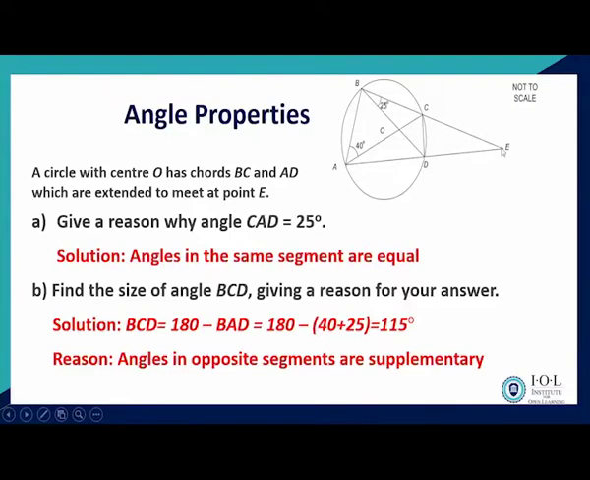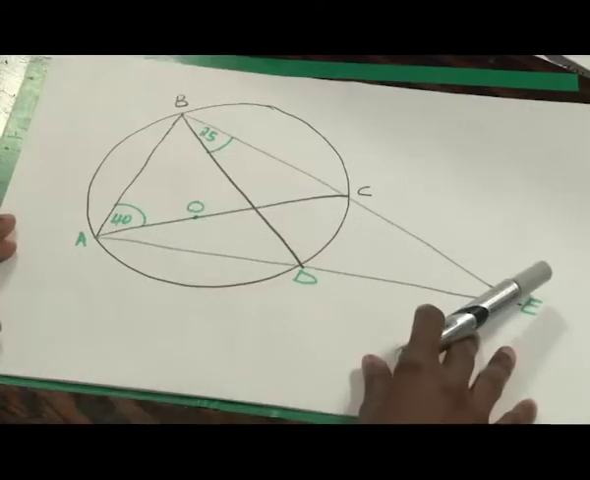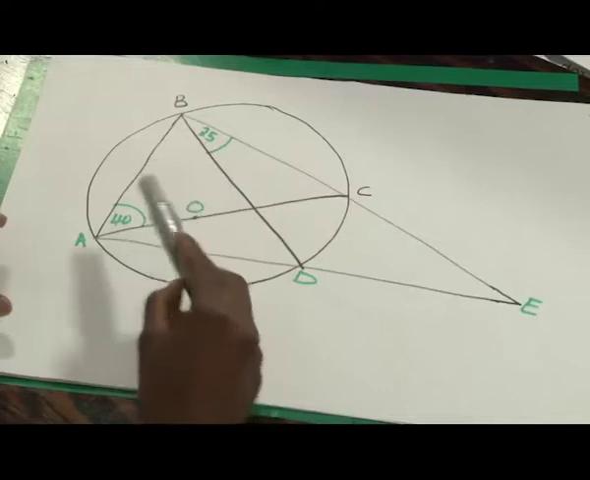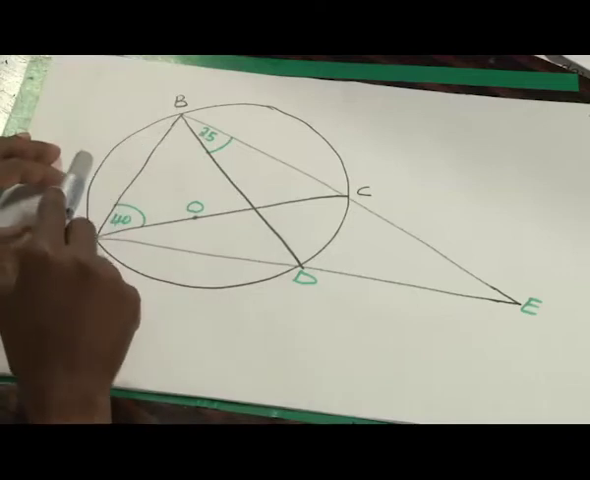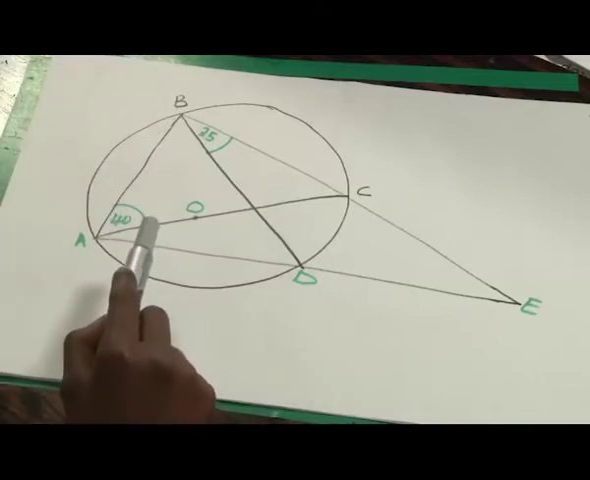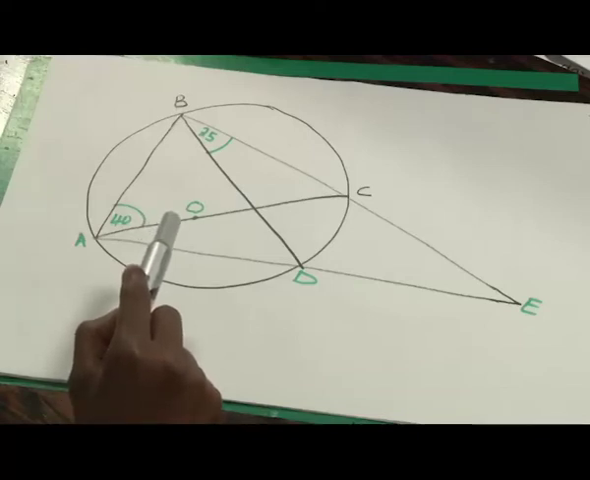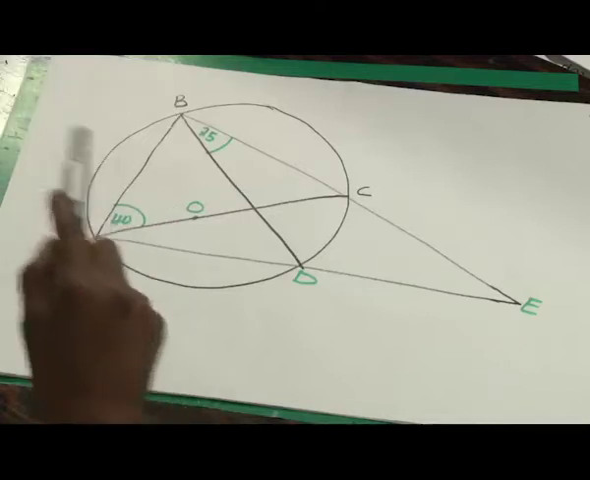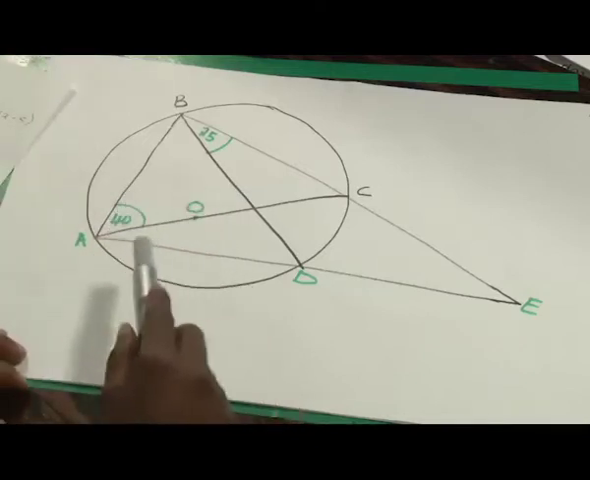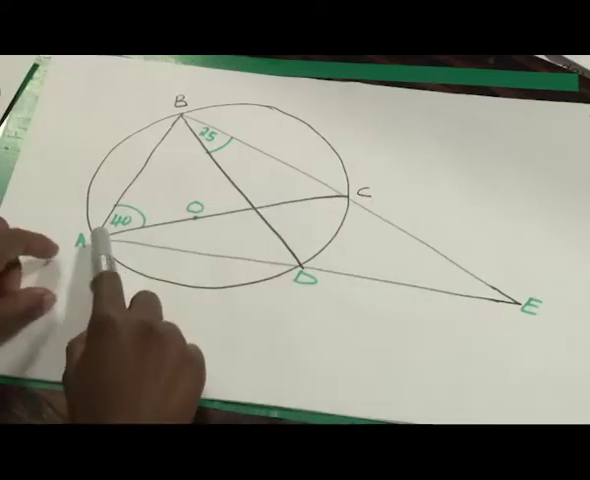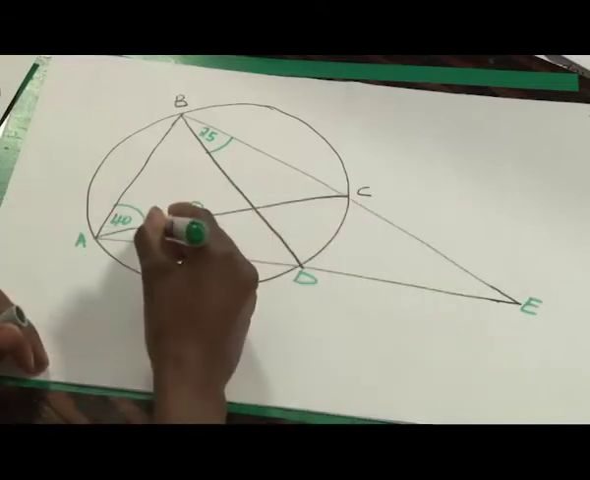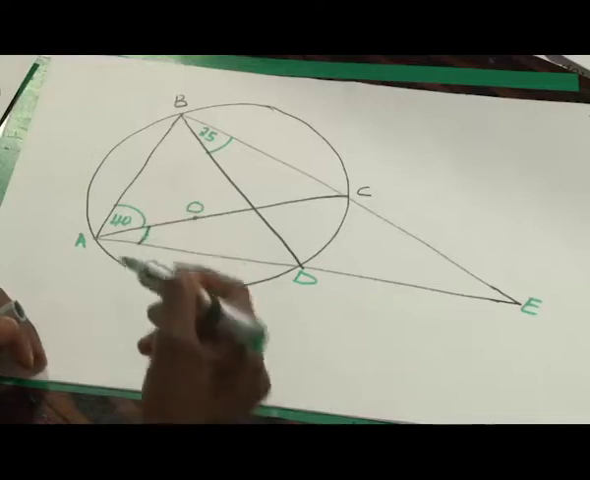Right. The first question is, probably you can look at this bigger picture if you can't see what is on your screen. On the slides, you can look at this one. So the first question A is, we need to give a reason why angle CAD is 25. Where is angle CAD? We are talking about this angle here. Why is this angle 25?